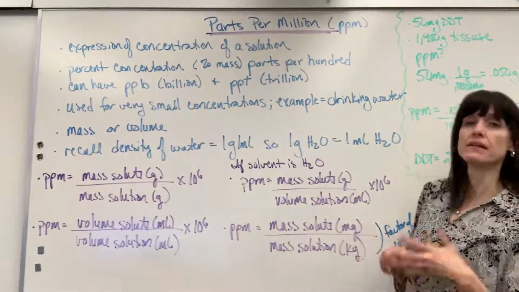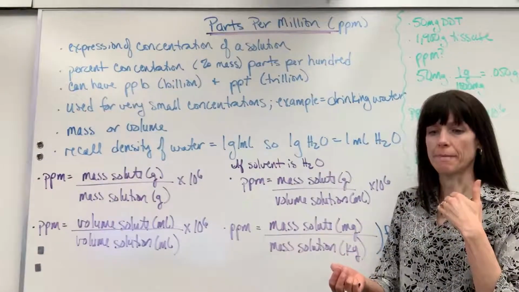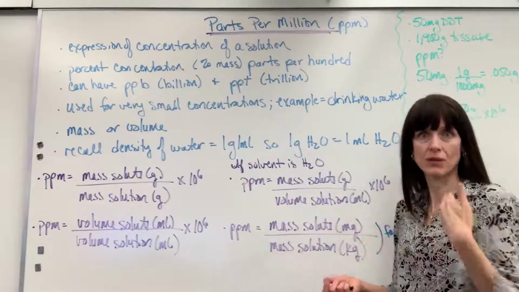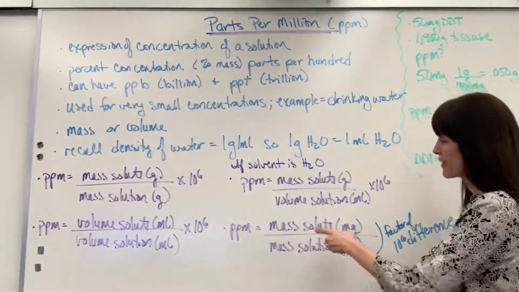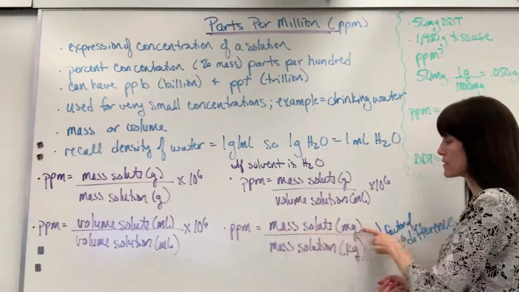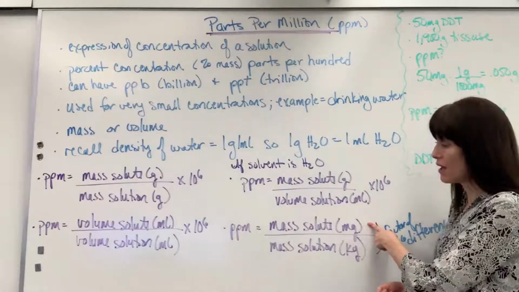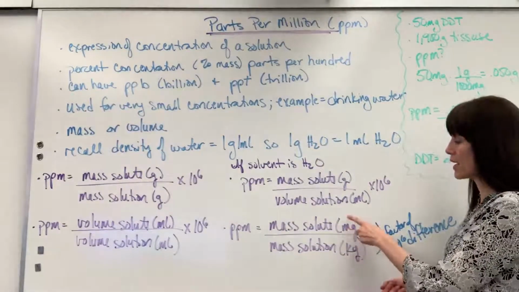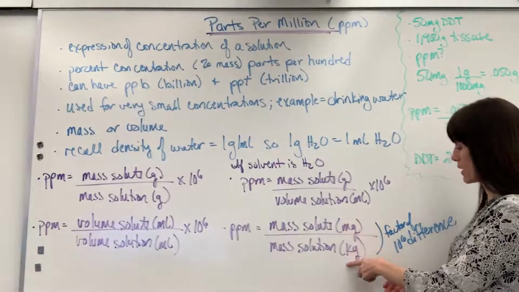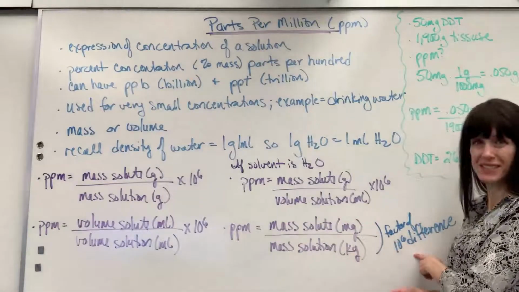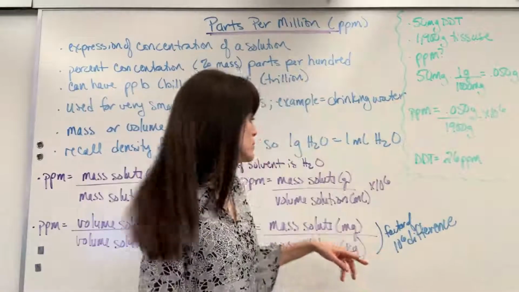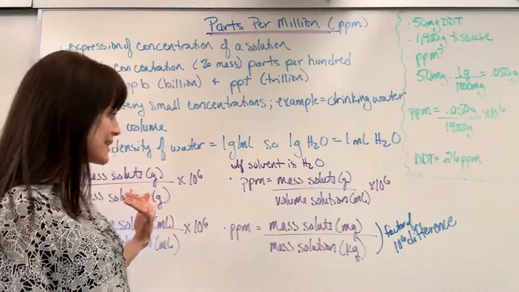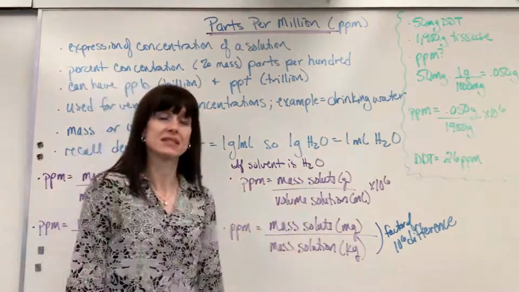Another fun little trick. So this parts per million, we multiply by 10 to the 6 to get it to that millionth. Notice what you can do here. You can have the mass of the solute in milligrams divided by the mass of the solution in kilograms. Well, there are 1,000,000 milligrams in 1 kilogram. So that's your factor of 10 to the 6 difference right there. If you do milligram divided by kilogram, you don't have to multiply by 10 to the 6 because you already have a 10 to the 6 difference.